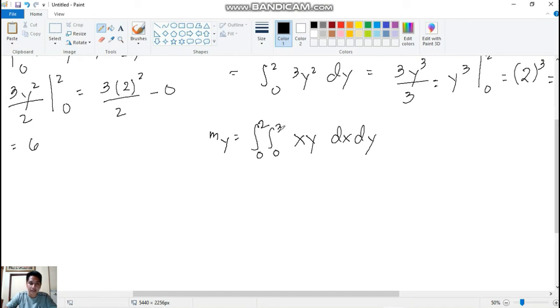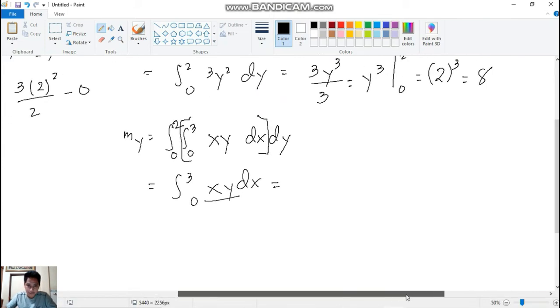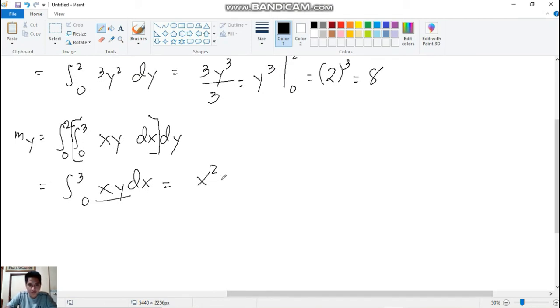So we're going to get the antiderivative of this one first. So it is equal to the integral of 3, 0, x, y, dx. We're going to get the antiderivative of xy in terms of x, that is equal to x squared y all over 2. The values of x are 3 and 0. Okay, so we're going to substitute, that is 3 squared y all over 2 minus 0. Where did we get 0? If we're going to substitute 0 into the equation, the answer is 0. So that is simply 9y all over 2.